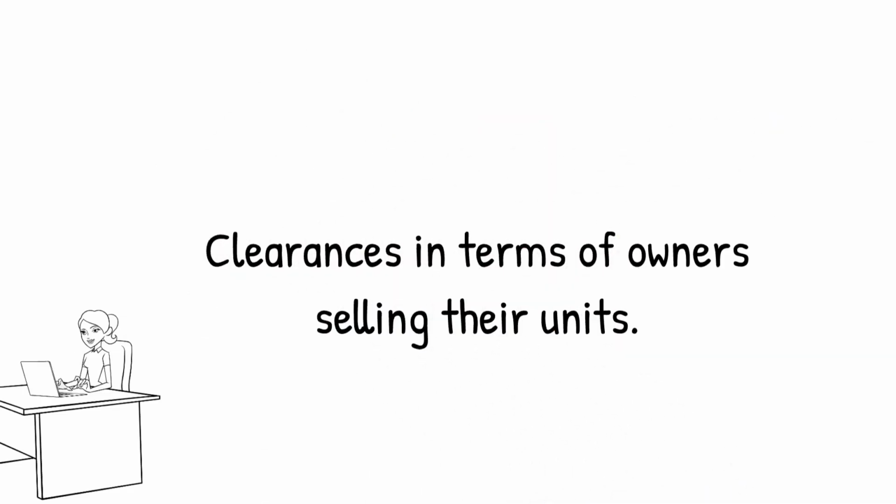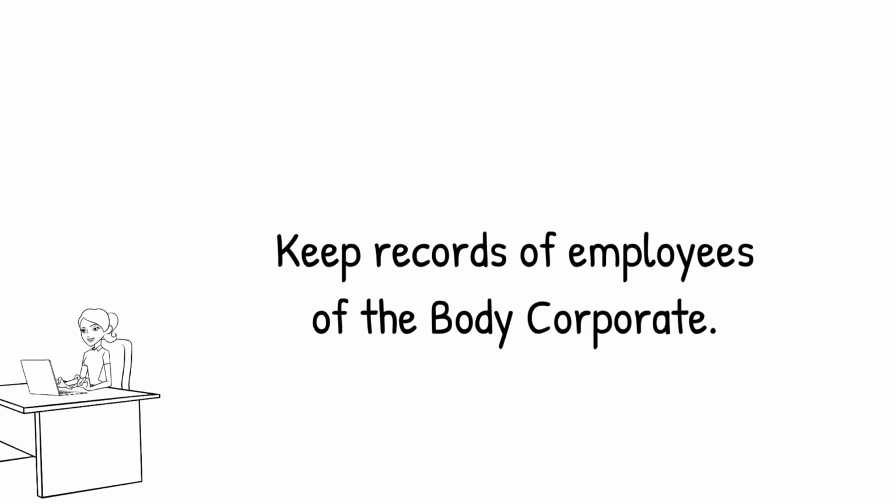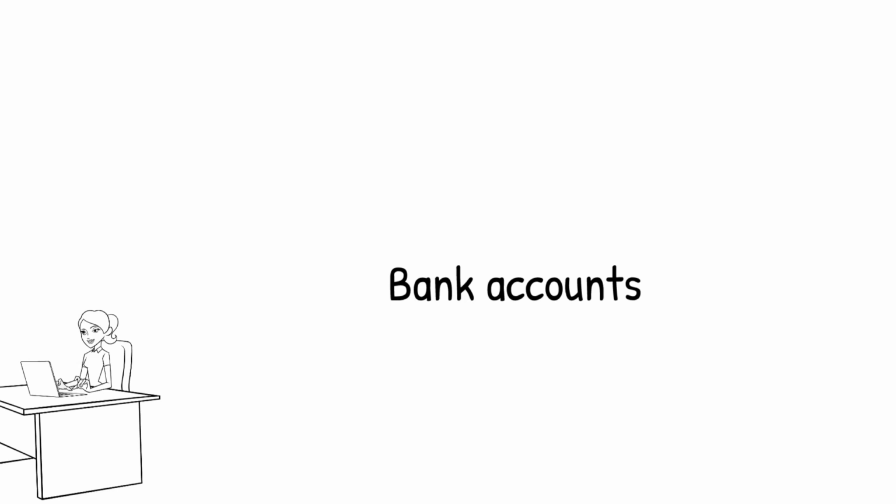Clearances. In terms of owners selling their units, issue clearance figures, a clearance certificate, and allocate the monies received. Open a levy account in the name of the new owner, and send a welcome letter with the rules. Keep records of employee-related issues like contracts, payments, and leave taken. Open and operate a trust account for the body corporate. Get mandates and open investment accounts for the body corporate, including a separate account for the reserve fund. Transfer monies between the accounts as needed.